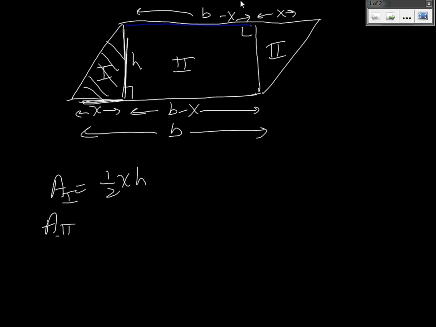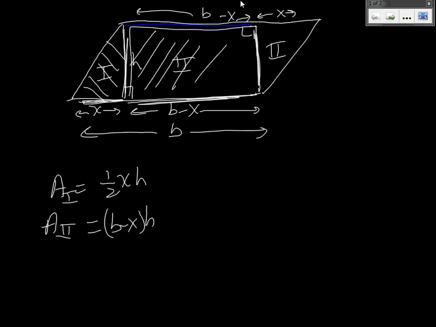Area 2 is b minus x times h. It's b minus x times the height. It's just a rectangle. So I found that area. And now I will add on to that area number 3. It is 1/2 times the base, which is still x, times the height. Well, this height, since it's a rectangle, is the same as this height on the other side. That is, it too is h.